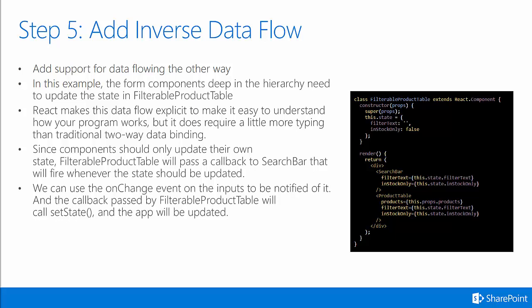At this point, we've built an app that renders correctly as a function of props and state flowing down the hierarchy. Now it's time to support data flowing in the other way. The components deep in the hierarchy need to update the state in the filterable product table. React makes this data flow explicit to make it easy to understand how your program works, but it does require a little more typing than a traditional two-way data binding.